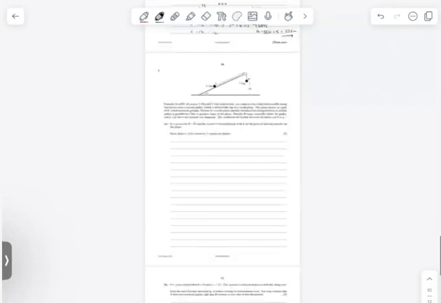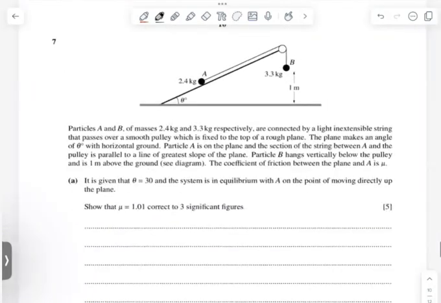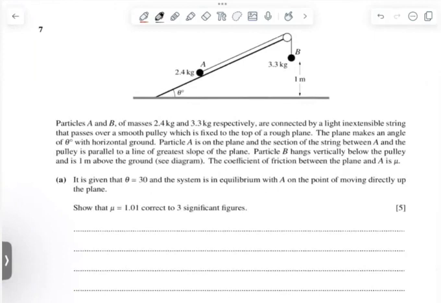All right, let's go. Last question. What does this want us to do? Connected particles. Okay, so particle A and B of mass 2.4 and 3.3 are connected by a light extensible string. A positive is smooth pulley, which is fixed at the top of a rough plane. Okay, so this is most likely going to be going down. Let's just keep reading. The plane makes an angle of theta with a horizontal. The particle A is on the plane. Okay, particle B hangs vertically. It's 1 meter above the ground.